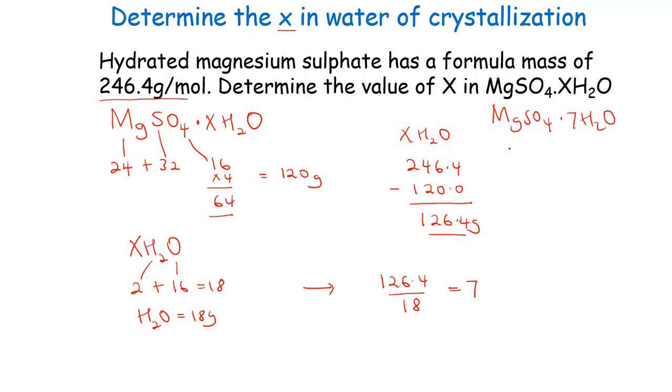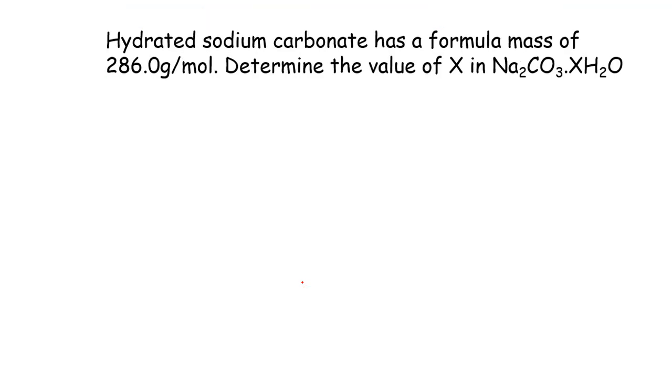You might have had a look at it in our previous video of water of crystallization. So X is equal to 7. Let's have a look at another question. Hydrated sodium carbonate has a formula mass of 286.0 grams per mole. Determine the value of X in sodium carbonate X water. Feel free to pause the video as I give you a couple of minutes.